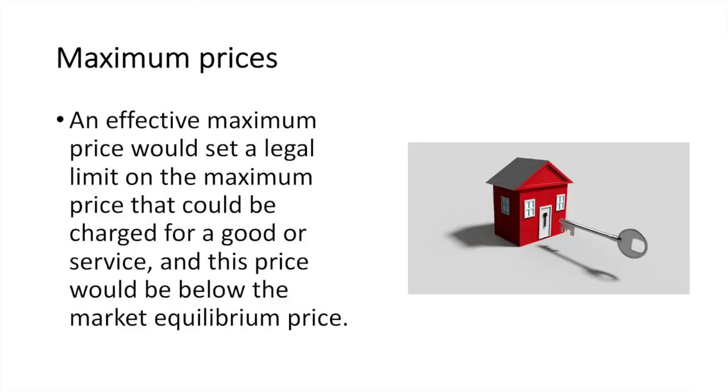Next, we move on to maximum prices. You'll recall from your AS study that an effective maximum price would set a legal limit on the maximum price that could be charged for a good or service, and this price would be below the market equilibrium price. The most commonly cited example is rent control in housing markets.